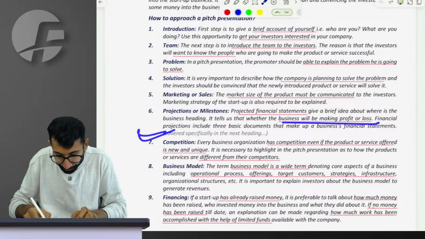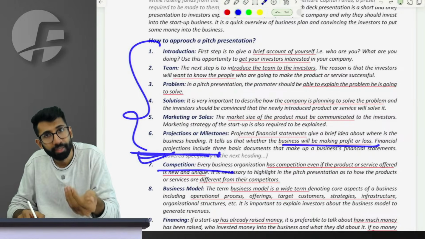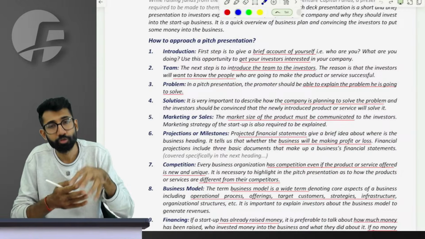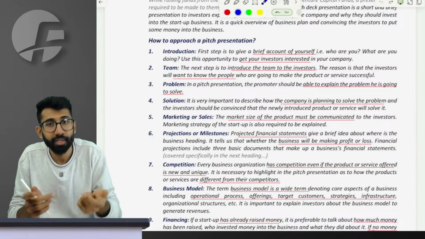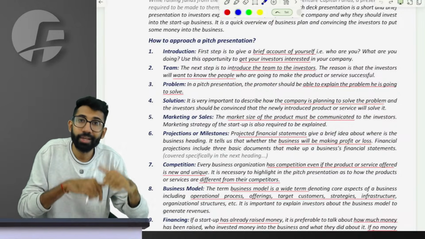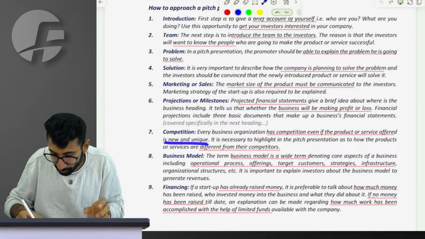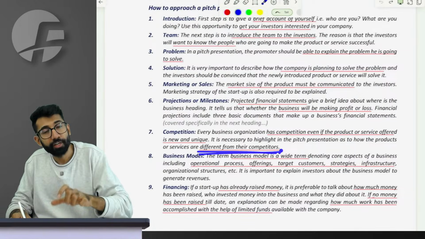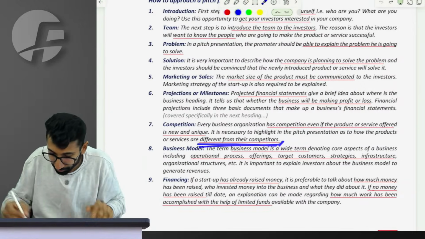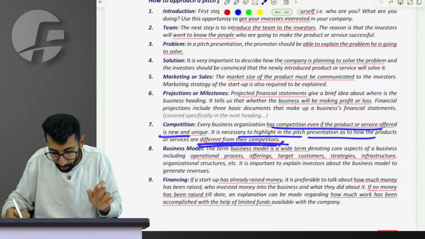Next, the competition. It's not that you are the only one doing this business; there may be other people, and even if you are unique, there would be some existing competitors. For example, if you feel that Zomato is the first one to enter the industry, then there are offline setups where you can go and eat. So they are your competitors. You have to explain that even if you are new, what is different in you as compared to your competitors, which gives you an edge. So even if your product is new and unique, it is necessary to highlight how you are different.